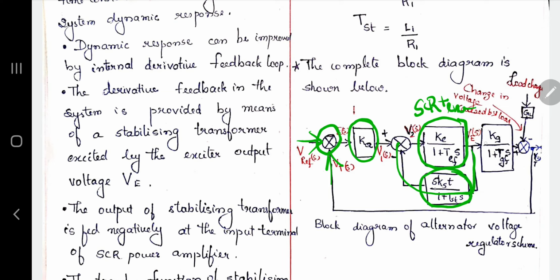Then this becomes the alternator field, generator field. And if there is any load change, then we have to represent it using a block called GL, which is introduced here. So together it becomes the terminal voltage VT of S. So this is the complete block diagram of the alternator voltage regulator scheme, and this is how the automatic voltage control is being done.